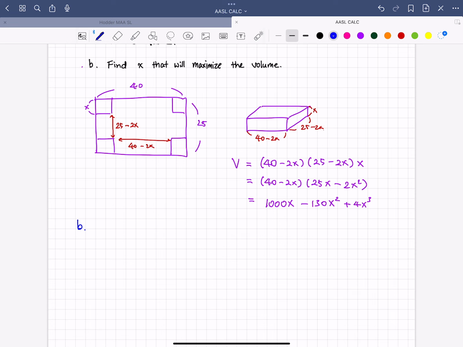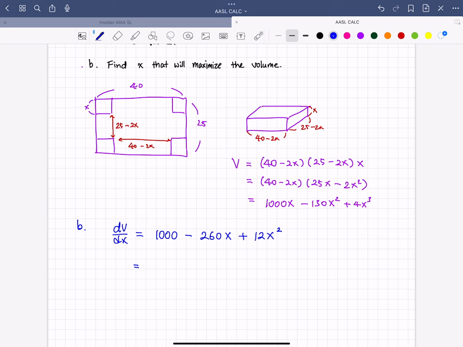Okay. Now, that's part A, and then part B, it says find x that will maximize the volume. So I'm going to do that. I need to find dV/dx. That would be 1000 minus 260x plus 12x squared.